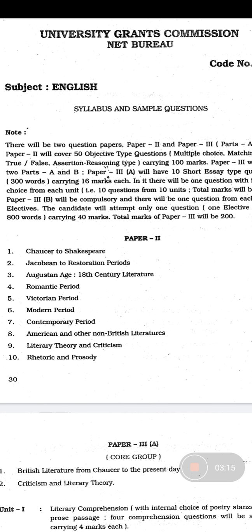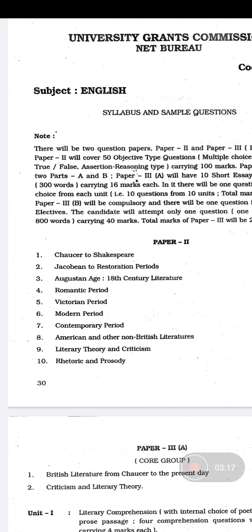So first, see the Paper 2 syllabus: Chaucer to Shakespeare, then Jacobean to Restoration period, Augustan age, 18th century literature, then Romantic period, Victorian period, Modern period, Contemporary period, American and non-British literature, literary theory and criticism, rhetoric and prosody.